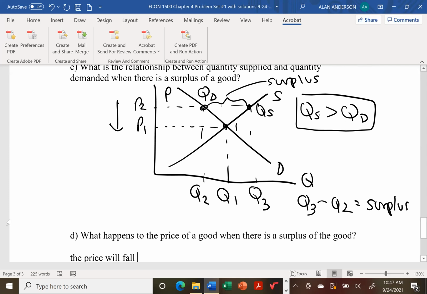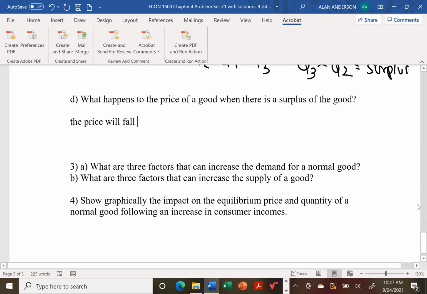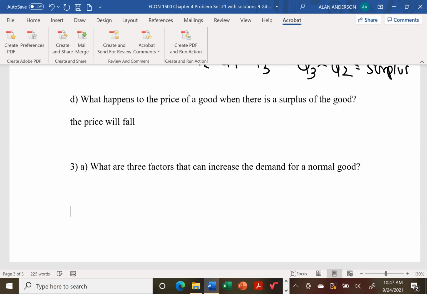Okay, now, how about 3 factors that can increase the demand for a normal good? The magic word there is normal, by the way. Keep an eye on that because that affects the way we react to it when our incomes change. Now, we know more than 3, but what I'm going to do here is put in all of them, and you can decide which ones you want to write. Any 3 will do.